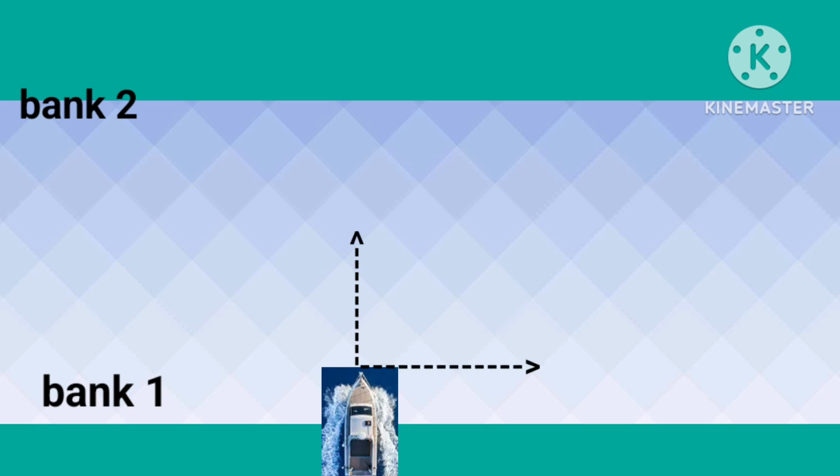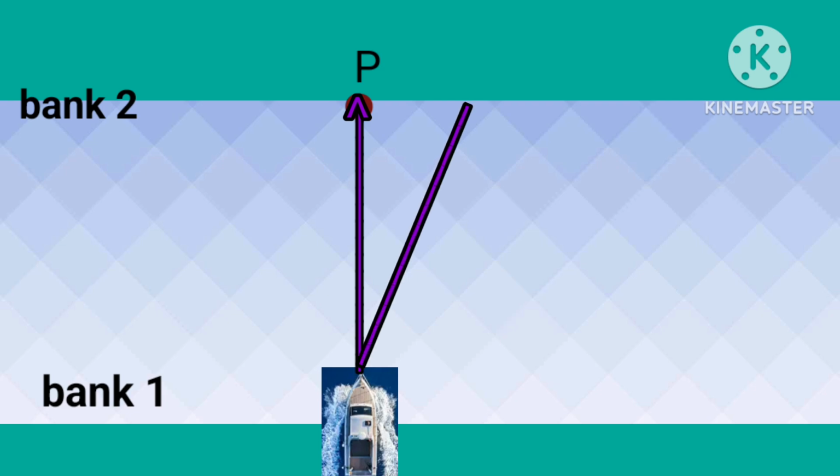Imagine a boat is crossing a river from one bank to another. It's moving in the direction perpendicular to the flow of the river. The boat will not reach the point P at the bank of the river, but the boat will reach the bank somewhere on the right side of this point P.